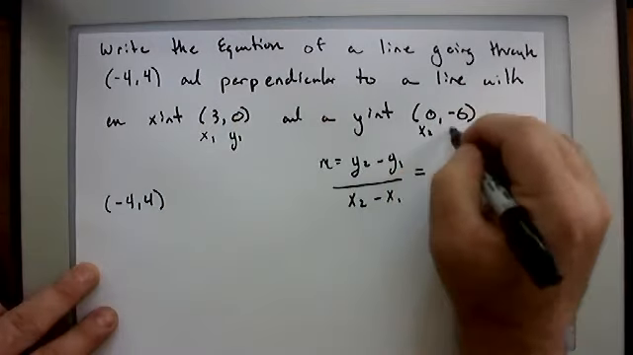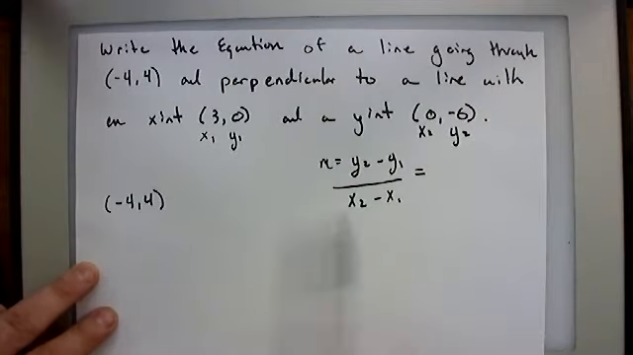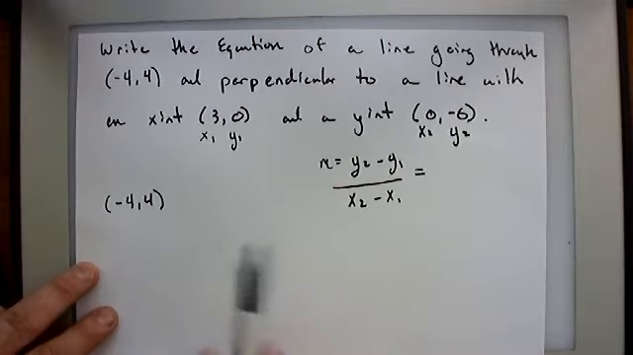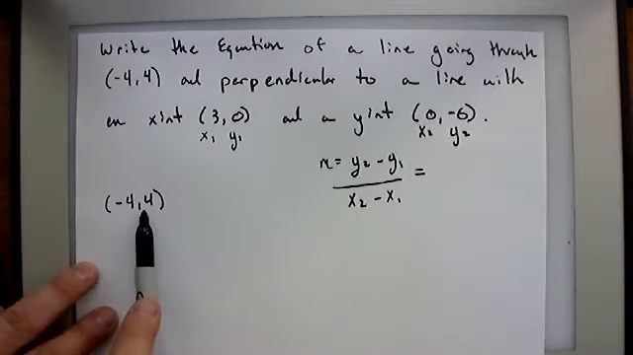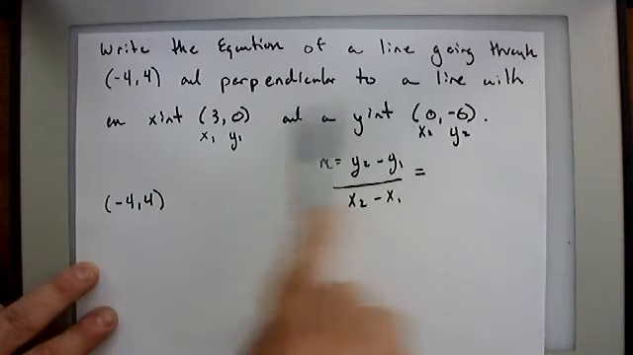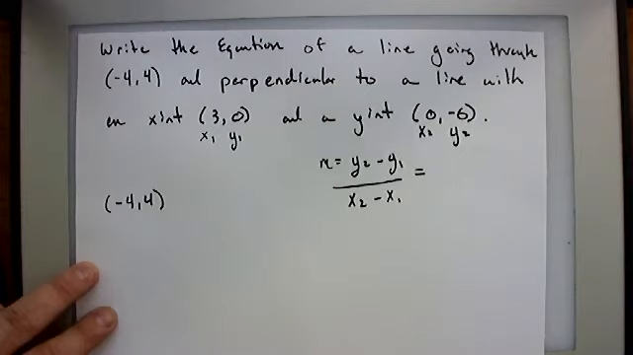Now, be careful. We should say one clarifying remark here before we begin. Make sure you understand the difference between what is yours and what is the line you are comparing to. So what is yours and what is theirs? Write an equation of a line going through this point. So your point is this. You're perpendicular to the rest of this. So all of this here, these are not your points. These are the points of the line you're comparing against.